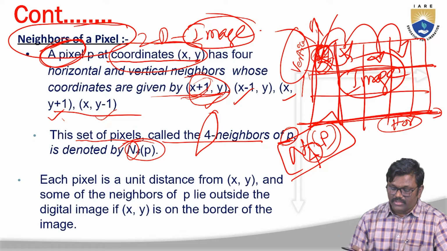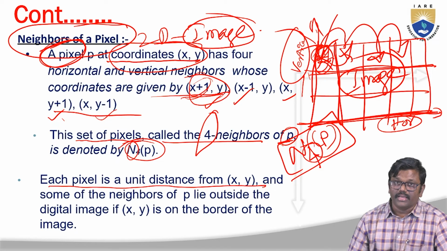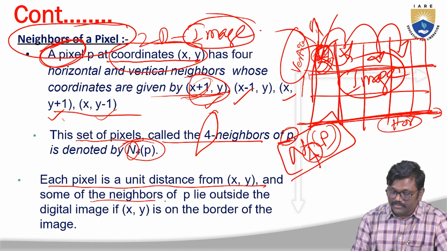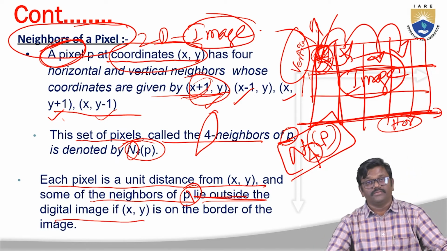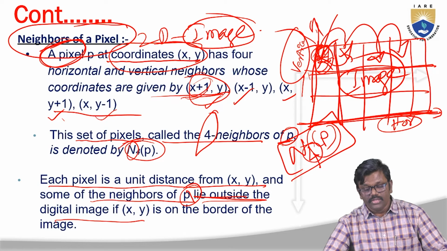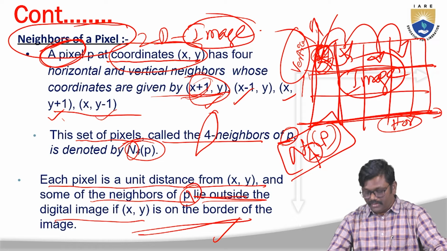So once you understood this, then immediately each pixel is a unit distance from x comma y and some of the neighbors of P lie outside of your digital image if x comma y is on the border of the image. So it helps us totally to find out the pixel relations.